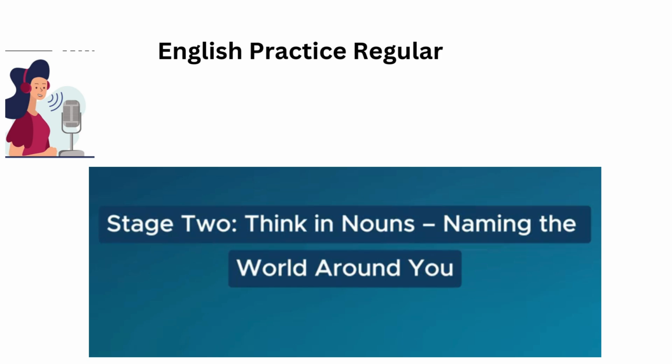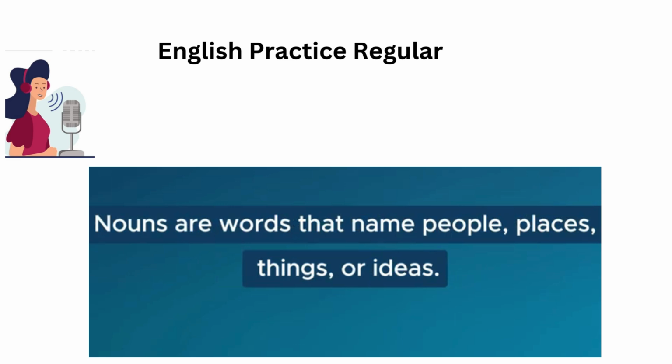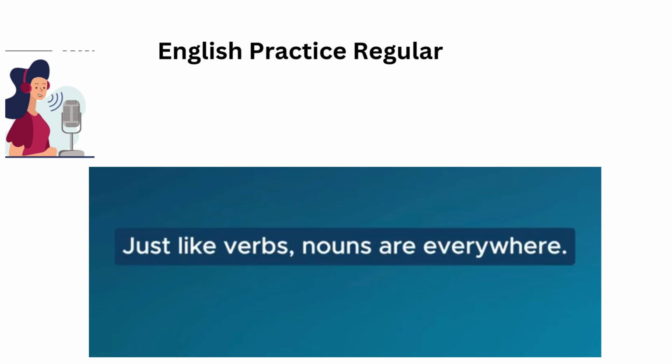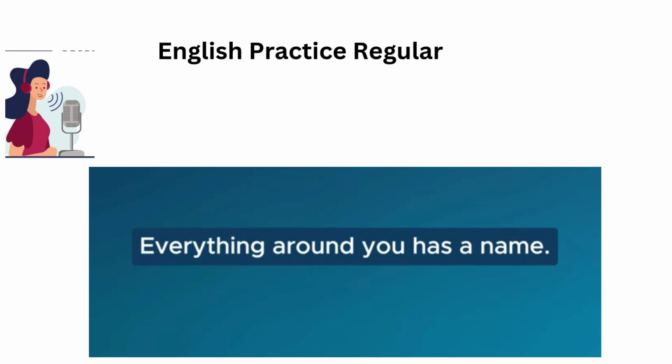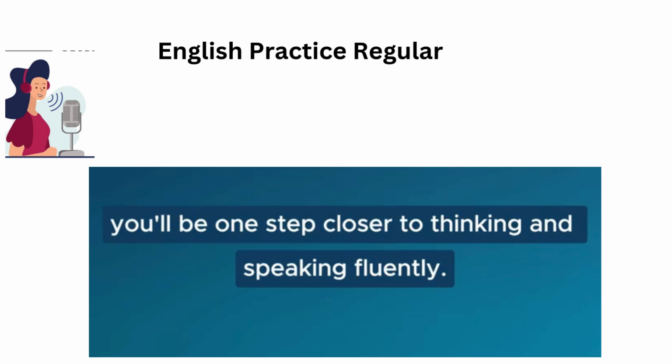Stage 2. Think in nouns, naming the world around you. Once you've practiced thinking in verbs, it's time to move on to nouns. Nouns are words that name people, places, things, or ideas. Just like verbs, nouns are everywhere. Everything around you has a name. And if you can think of these names in English, you'll be one step closer to thinking and speaking fluently.